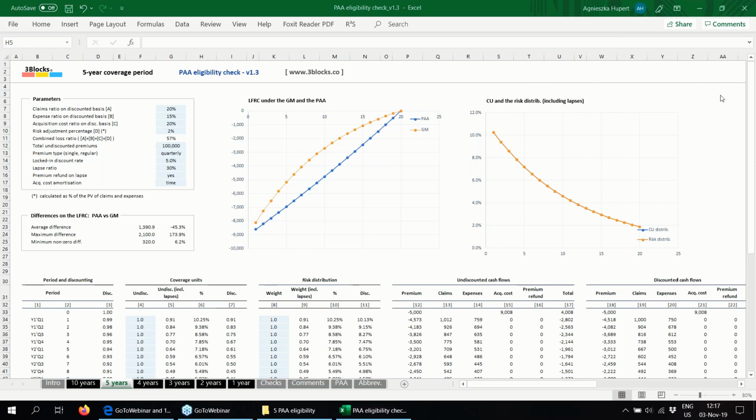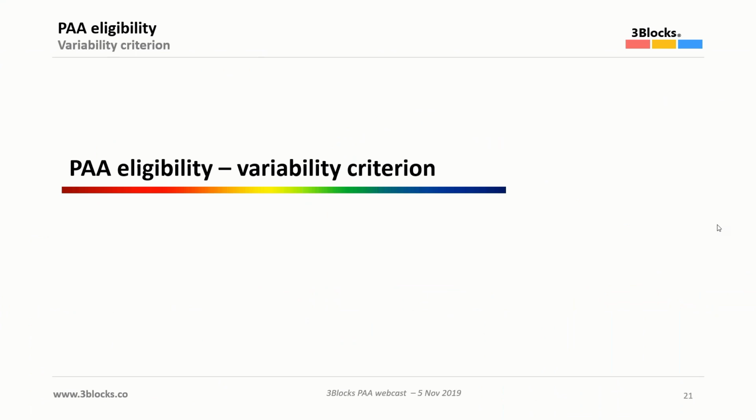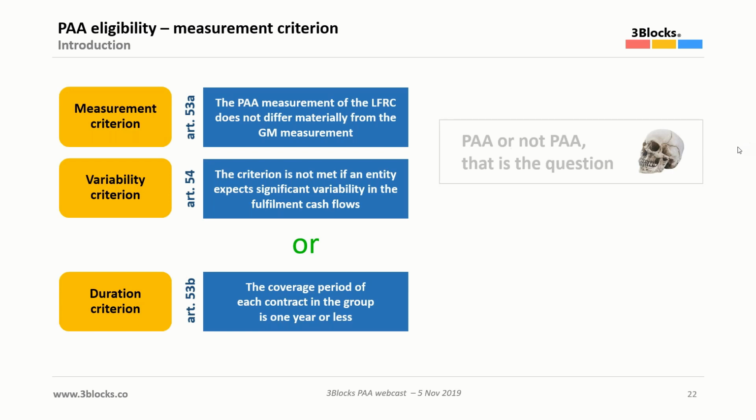Thank you, Agnieszka. I'm going to talk about the variability criterion, but before I do that, I would like to reiterate all the PAA eligibility criteria. So we've got the measurement criterion that is about proximity of the PAA measurement and the general model measurement. This was explained in detail by Alex and Agnieszka. Then we have the variability criterion that I'm going to cover in a moment.